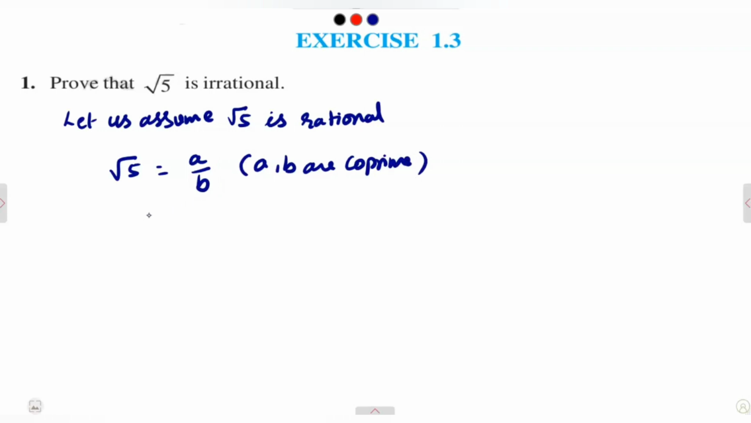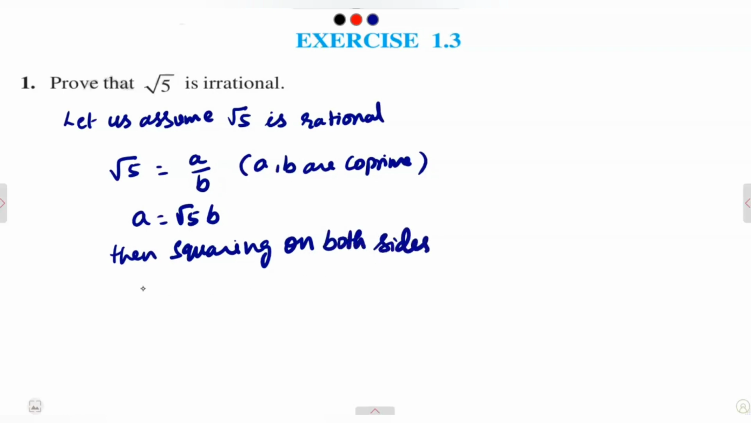So root 5 is equal to a by b. By doing cross multiplying, you can write that a is equal to root 5 into b. Then squaring on both sides, we get a square is equal to root 5 into root 5 is 5, b into b square. So a square is equal to 5b square. That means a square is equal to 5 into some number. That means 5 exactly divides a square.